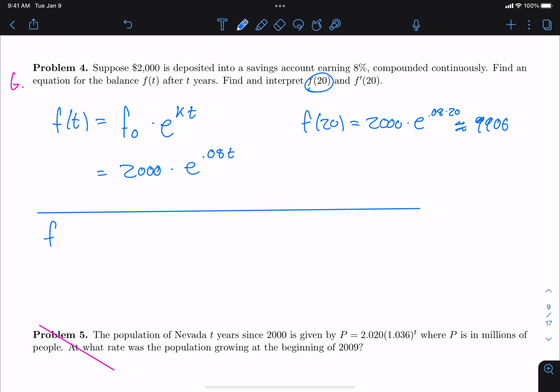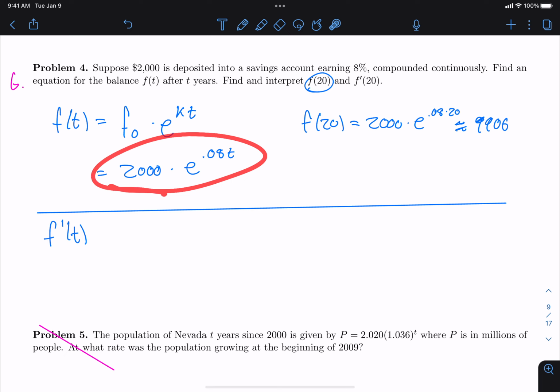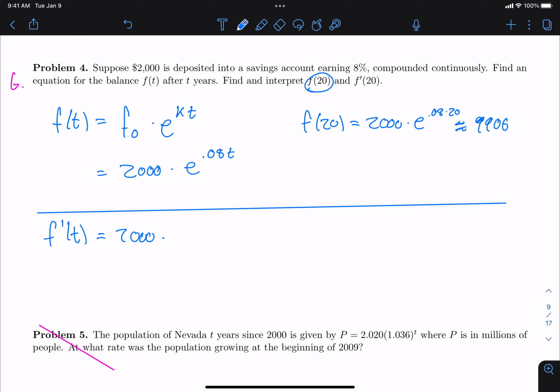For the second part, we have to figure out what is f prime of t. The way I'm going to do that is by using our usual rules. The constant multiple is just going to hang out, so we get 2,000. And then we multiply by the derivative of this, and the derivative of e to the kx is k times e to the kx. So that 0.08 gets multiplied in front, and then we have e to the 0.08t. We just rewrite the exponential part. You can think of it as the power getting multiplied down, keeping everything else the same.